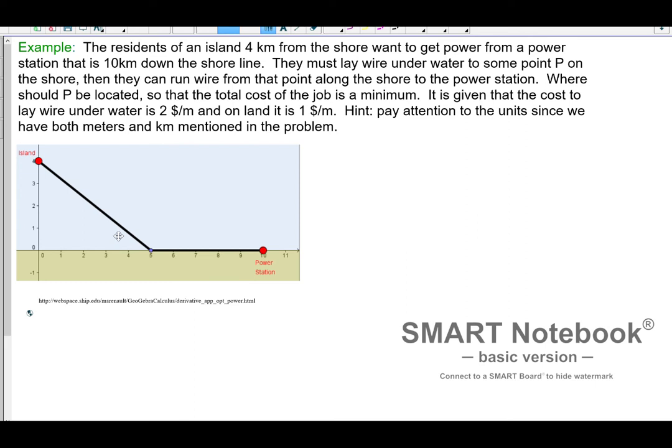Like from the point, let's say we call this point P. So how far down the shoreline? Is it 5 kilometers, 4 kilometers? So where would you put it? If you call this X, what is X? So that the total cost of laying this segment of the pipes and this segment of the pipes, the total cost is as low as possible.